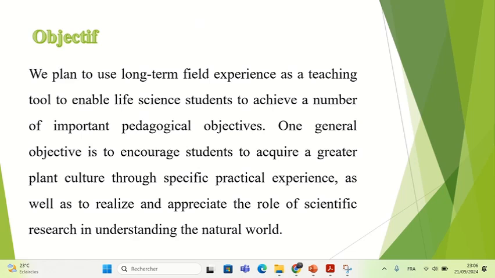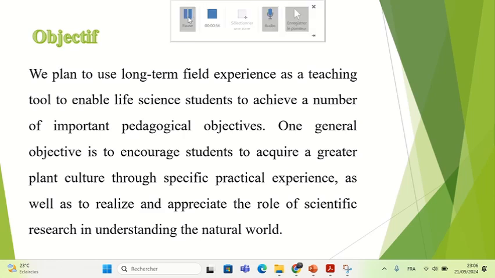In this practical work, we plan to use long-term field experience as a teaching tool to enable life science students to achieve a number of important pedagogical objectives. One general objective is to encourage students to acquire a greater plant culture through specific practical experience, as well as to realize and appreciate the role of scientific research in understanding the natural world.